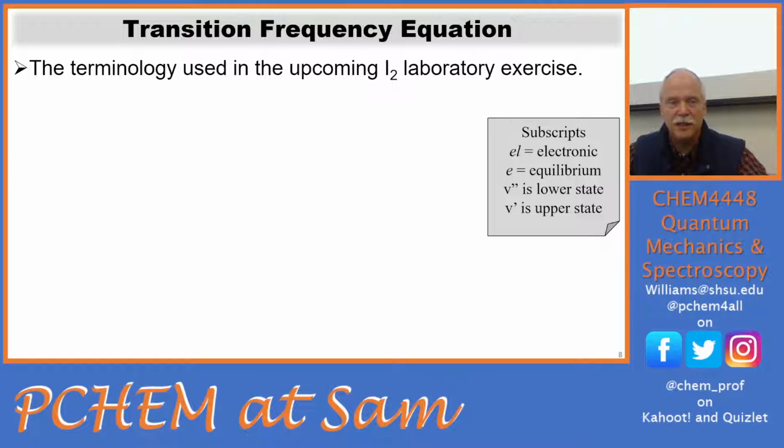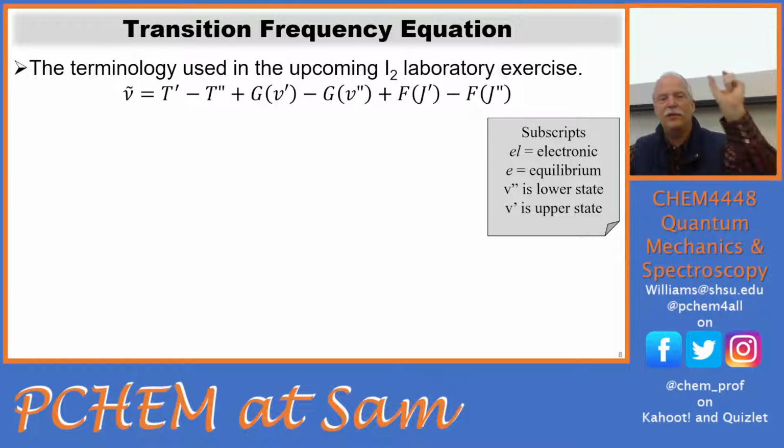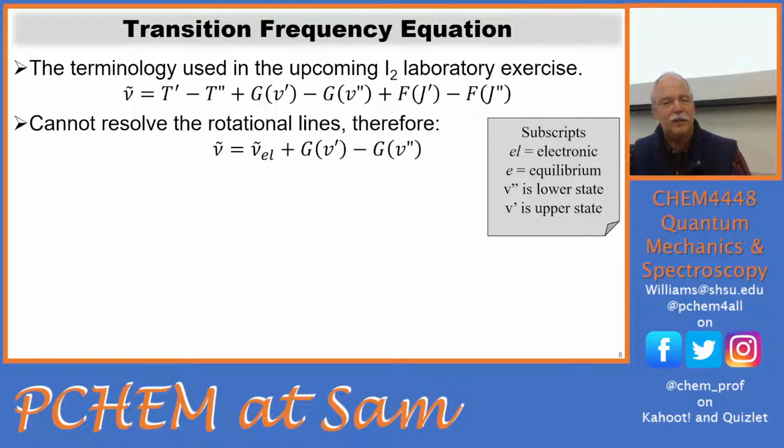So here's the terminology that we're going to be using in the iodine lab. We have 3 different types of energy equations, and so we've given them different letters. We used to use E for everything, but now, just in this lab, and it's in the Nibbler handout, that's where these terms are coming from. T is for the electronic states, G is for the vibrational states, and F is for the rotational states. And since we can't resolve the rotational lines, we're just going to take this right here. That's the electronic transition.